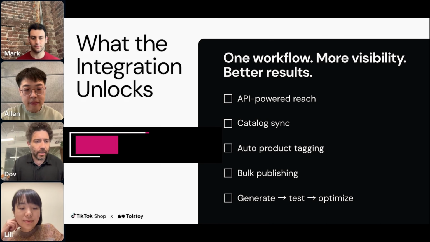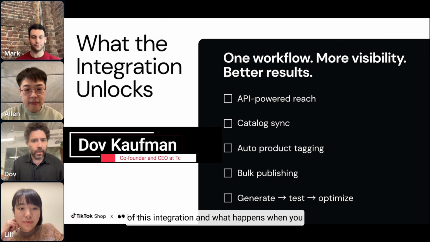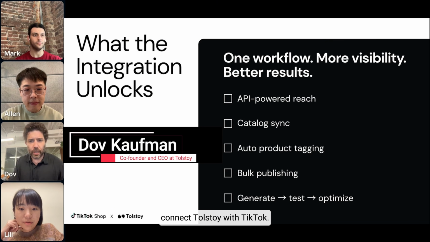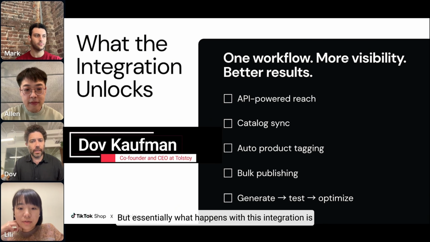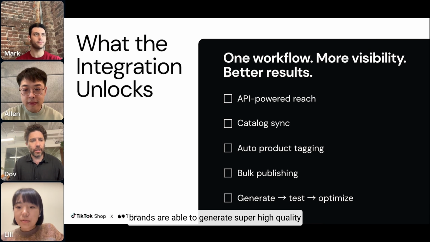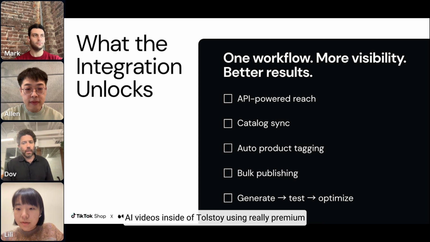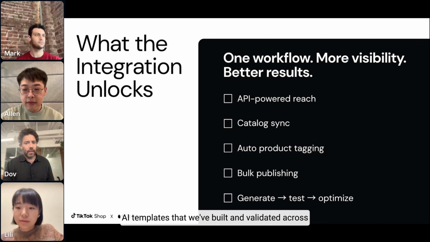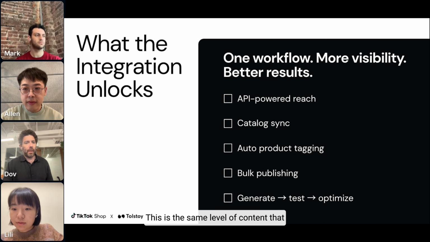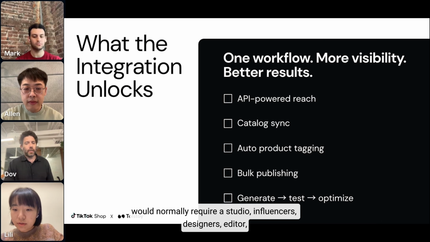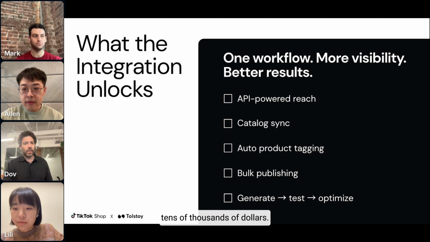You're going to all see the real power of this integration and what happens when you connect Tolstoy with TikTok. But essentially, what happens with this integration is brands are able to generate super high quality AI videos inside of Tolstoy using really premium AI templates that we've built and validated across thousands of brands. This is the same level of content that would normally require a studio, influencers, designers, editors, tens of thousands of dollars. Now it is available to anyone.